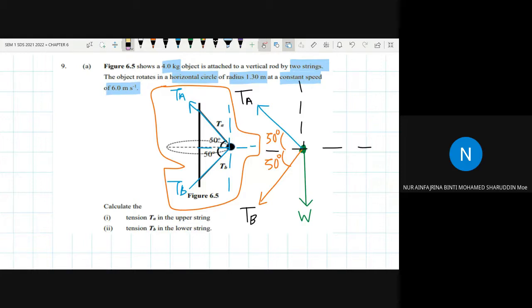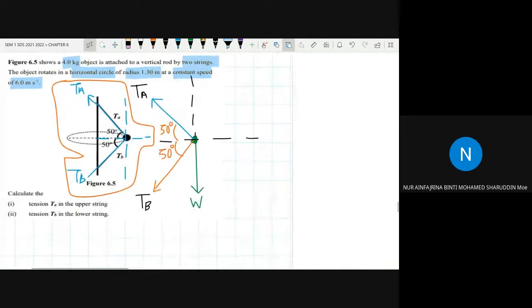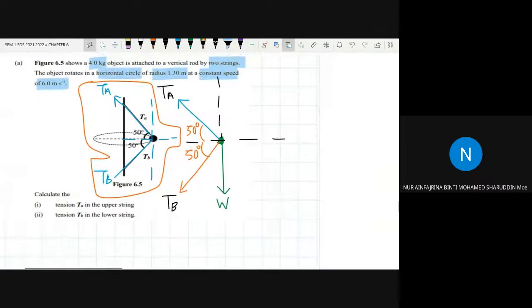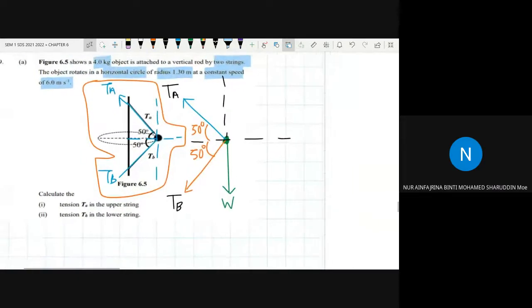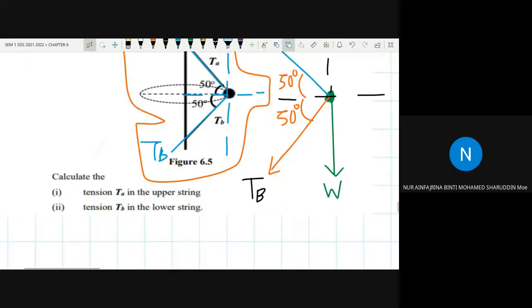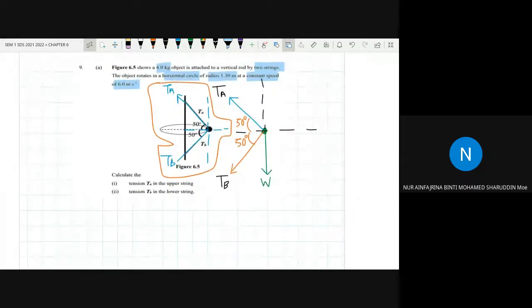Kids? Understood. Okay, Loh, are you okay? Yusra? Okay, so it will be like this. This is your free body diagram. Now the question asks for tension A in the upper string. How do we do it? Remember the object rotates horizontally, horizontal circular motion. How do we find tension A? How do you guys start with this question?